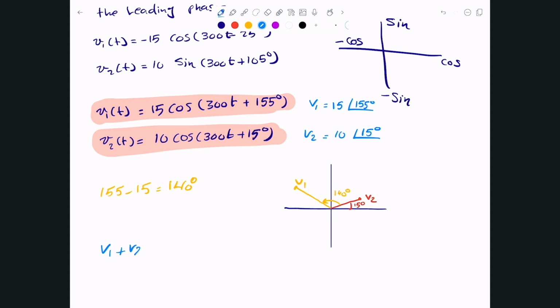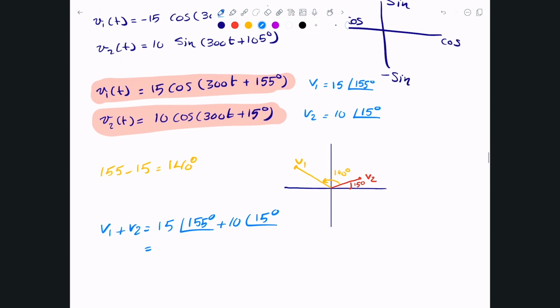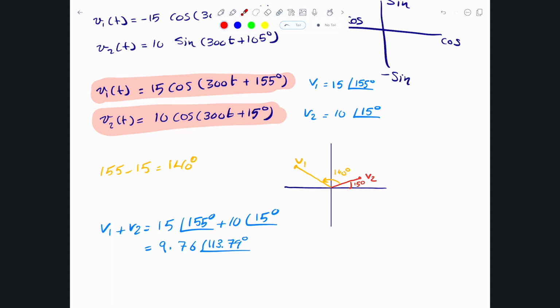If I told you V1 plus V2, you can tell me it's 15 at 155 degrees plus 10 at 15 degrees, and you can use your calculator to tell me what the answer should be. What you will get is the following: 9.76 at 113.79 degrees. Again, you do not add the phases, because you have to convert them to rectangular coordinates, add them, and then convert them back. But if you use a calculator, you should be able to get that number directly.